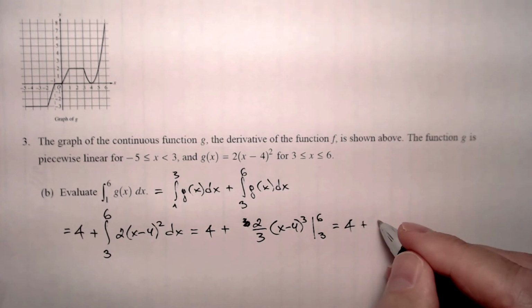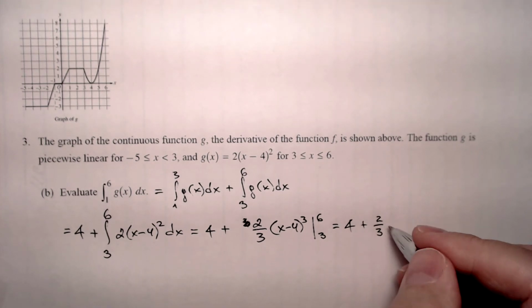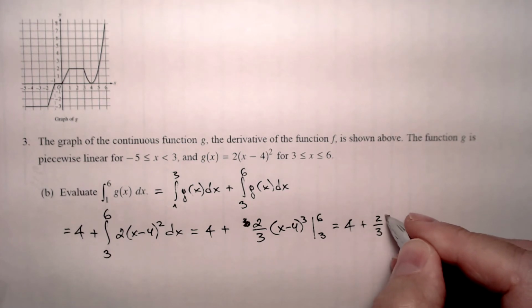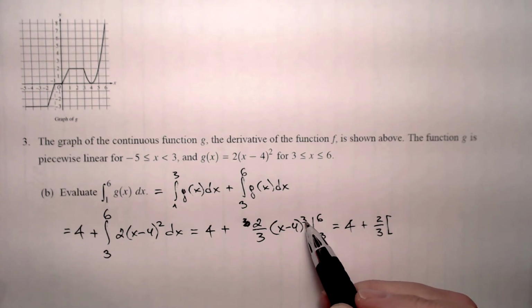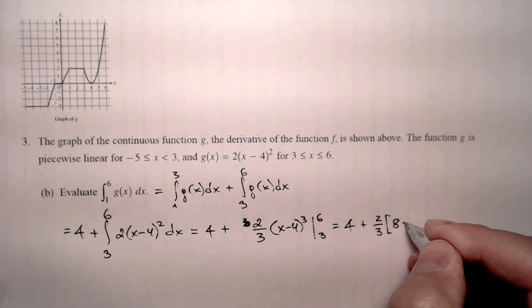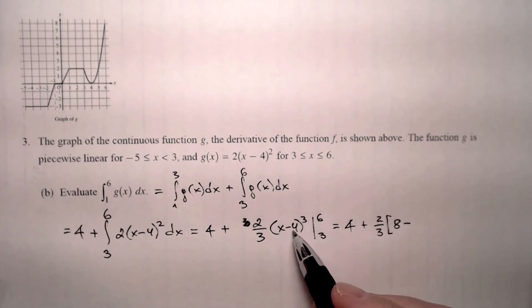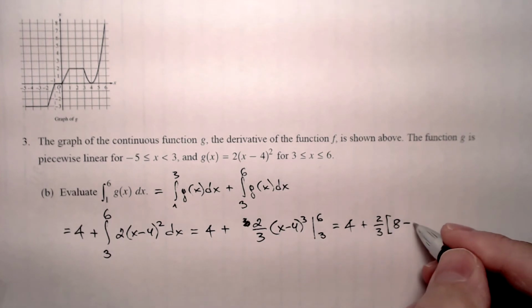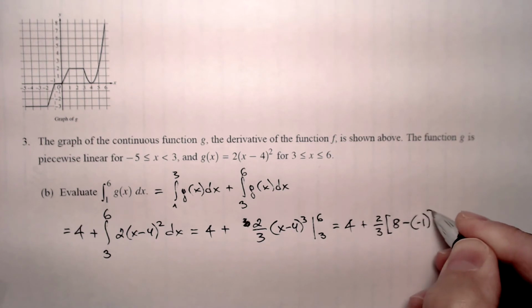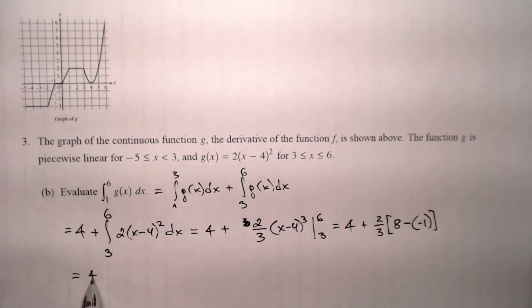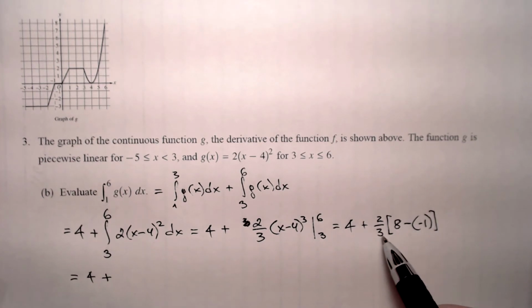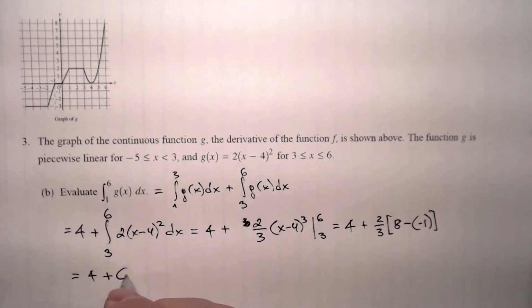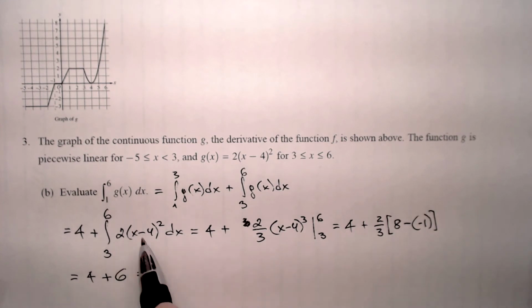So let's plug in those values. 4 plus 2/3 times, 6 minus 4, 2 cubed, 8, minus, 3 minus 4 is negative 1, negative 1 to the third power, negative 1, so minus negative 1, which is equal to 4 plus 8 plus 1, 9, times 2/3 is 6, so 4 plus 6 equals 10. So the answer is 10, so this integral is equal to 10.